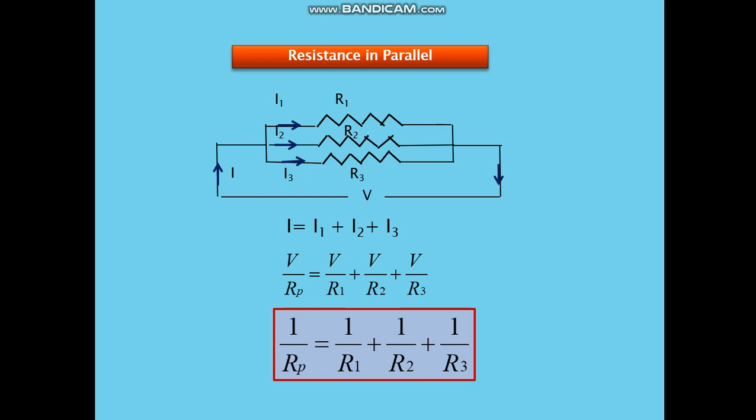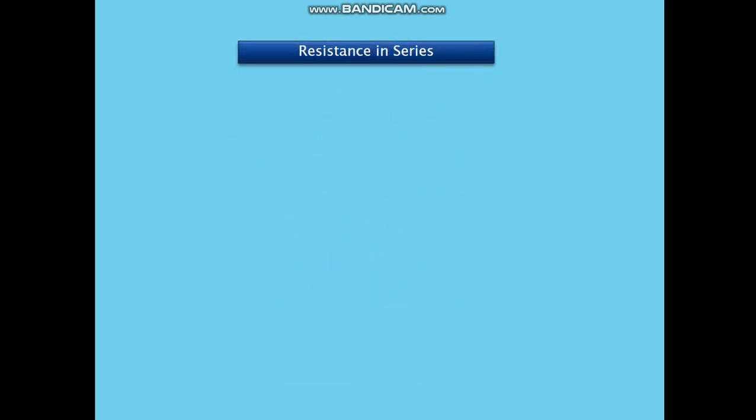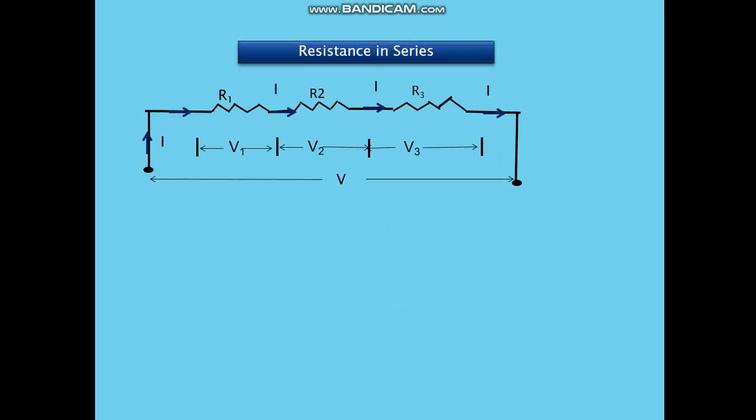Now similarly, we can connect the resistances in series. Now when we connect the resistances in series, the potential difference is different. The current is the same. Whenever things are connected in series, current remains the same. We have the same three resistances R1, R2 and R3. So we start with what is different.